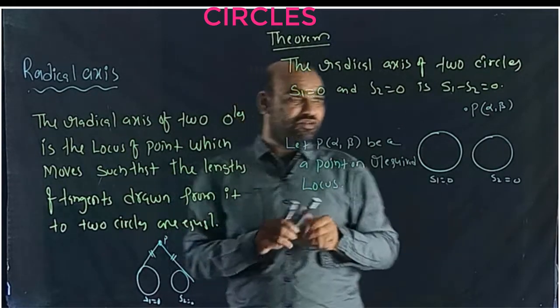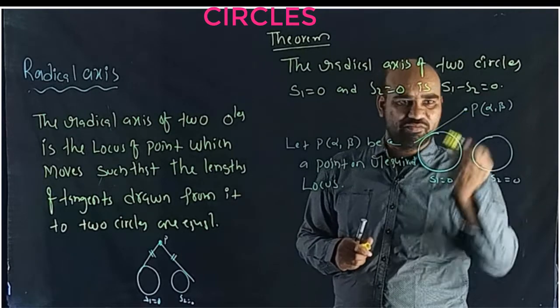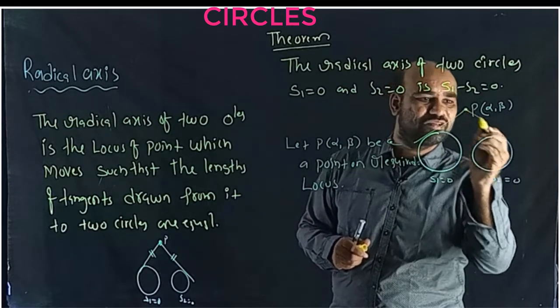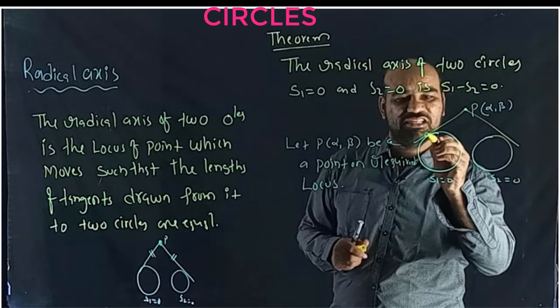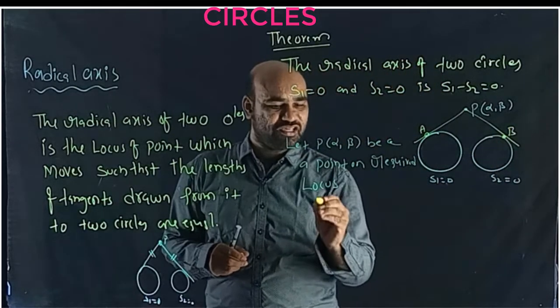Locus. What is the meaning of this? From here, tangents are drawn to the first circle. Similarly, we can draw another also. That is not a big problem. So this is A, say this is B. So what is the condition here?